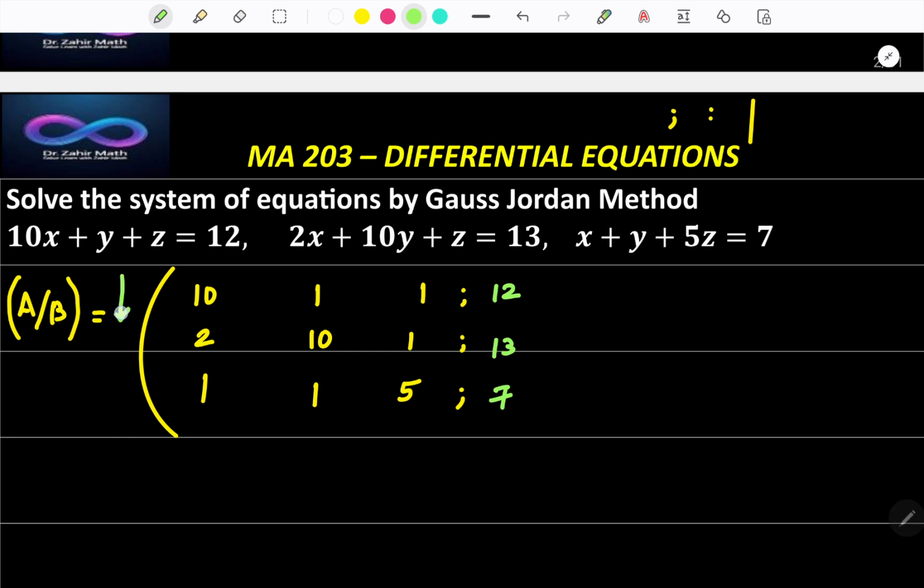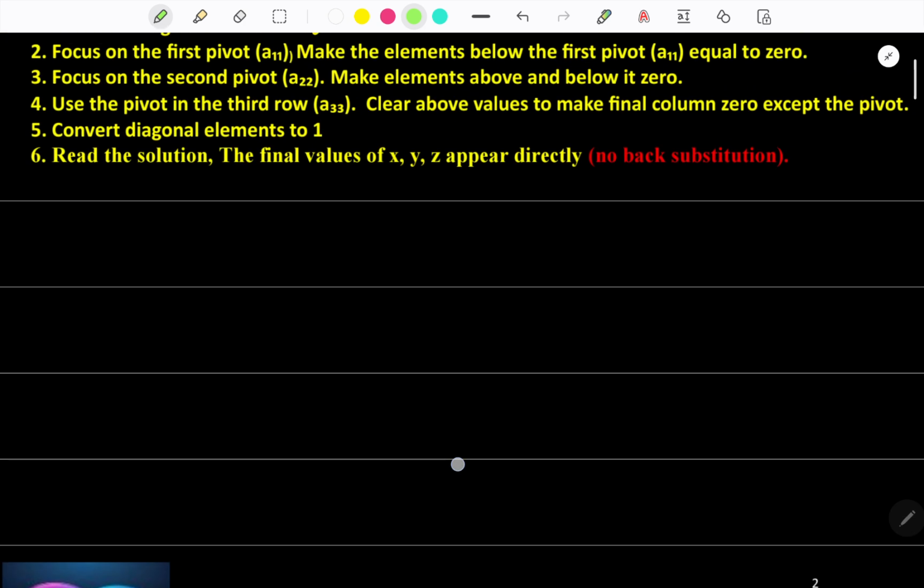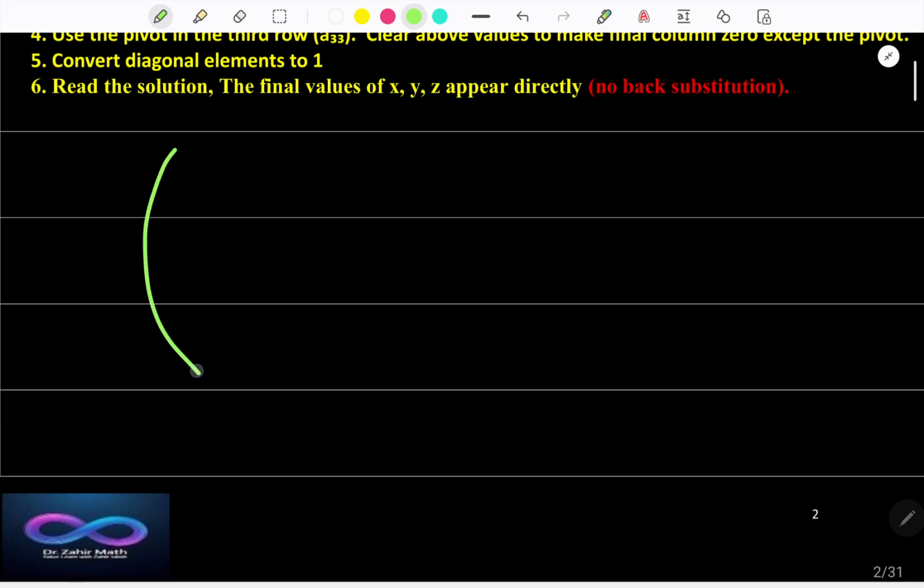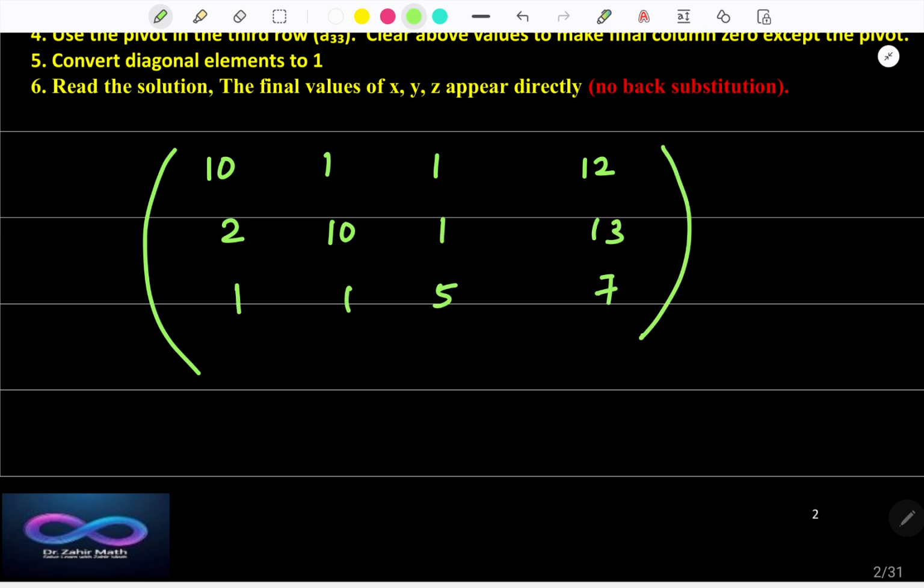Always look at the column side, because we are going to do the operations on rows, but the work in the calculator is column wise. So this is called an augmented matrix. How to call this one in English? Augmented, right? So let me write the matrix here, for example: 10, 1, 1, and then 12, and then 2, 10, 1, and then 13, 1, 1, 5, and then 7. Okay, this is the augmented matrix.